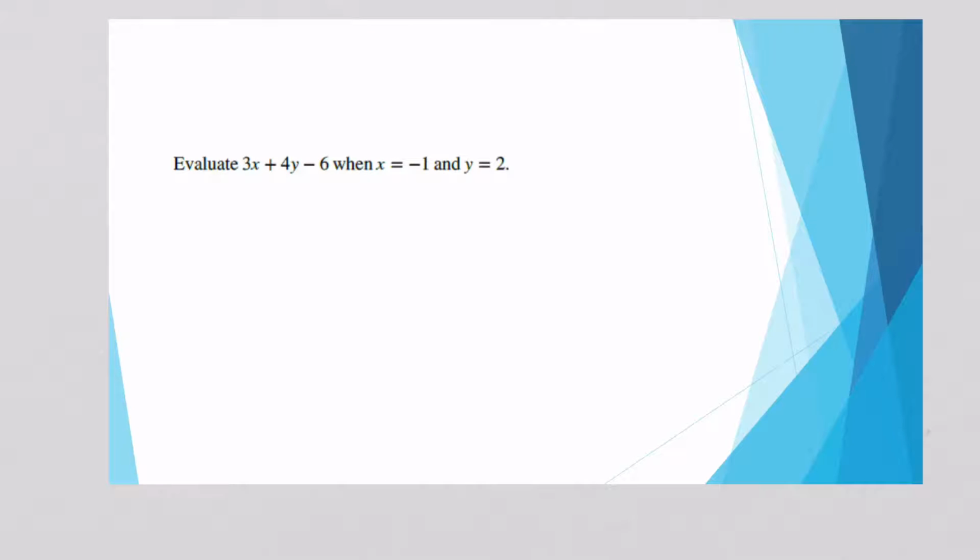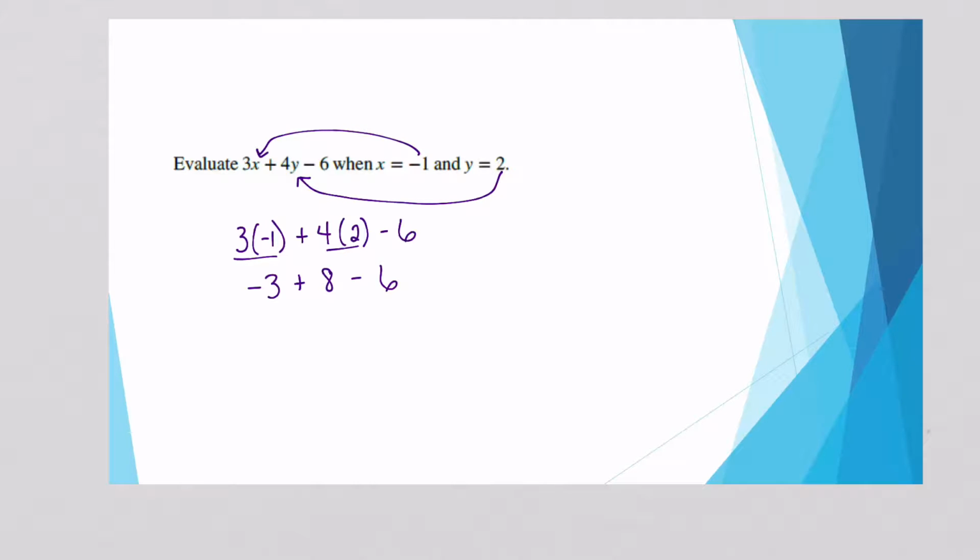Now we're going to evaluate 3x plus 4y minus 6 when x equals negative 1 and y equals 2. So I'm going to put negative 1 in for x right there, and I'm going to put 2 in for y right there. And remember, that means 3 times negative 1 plus 4 times 2 minus 6. So I'm going to multiply that together. 3 times negative 1 is negative 3. 4 times 2 is 8. Now I'm going to work this in order from left to right. Negative 3 plus 8 is 5. 5 minus 6 is negative 1.